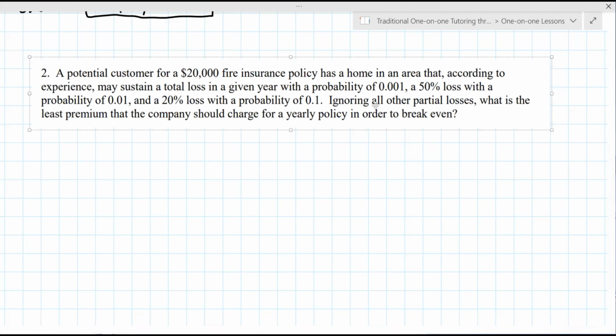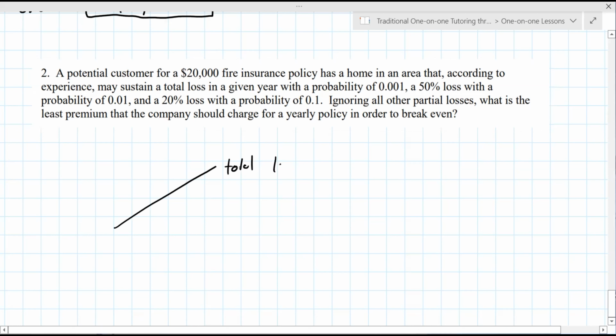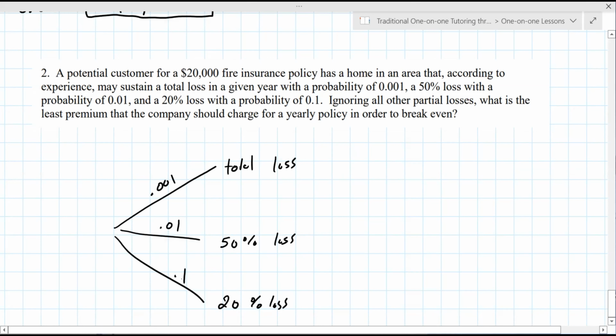Usually they do these problems where you either get all the money or no money, because that's typically how insurance works. You either get money because you have a total loss, or you just pay your premiums each year. So this is a bit more complicated, but if you think about the scenarios, you either have a total loss, a 50% loss, or a 20% loss. And they give you values for that: 0.001, 0.01, and 0.1.